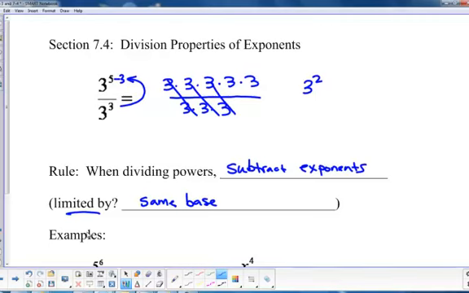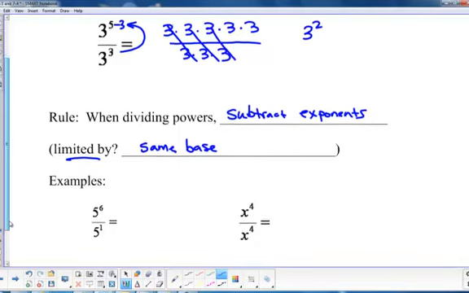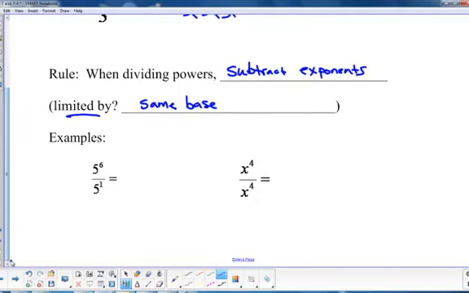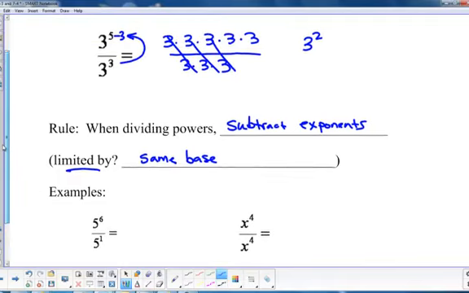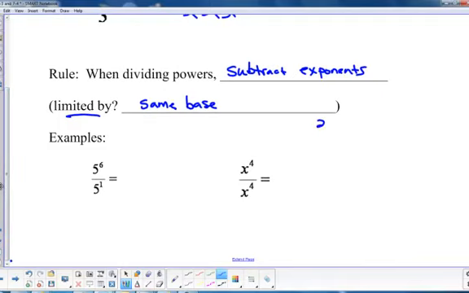And another kind of weird thing is if the top is smaller, like if in this problem we had 3 to the 3 over 3 to the 5, if we subtract exponents, we actually get 3 to the negative 2, and you would need to write that as 1 over 3 squared, which is 1 over 9.